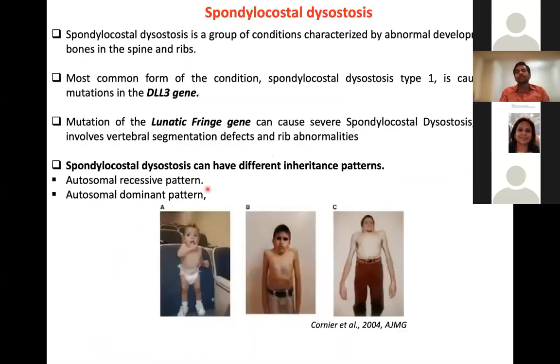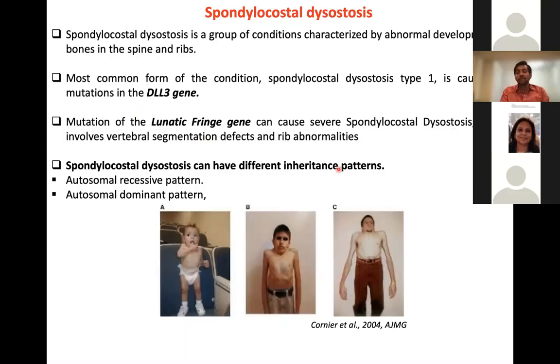And this is another genetic disease, Spondylocostal Dysostosis, that is characterized by the abnormal development of bones in the spine and ribs. You can see in this image of human beings how they look, and majorly it is caused by the DLL3 gene, but the lunatic fringe gene is also causing severe spondylocostal dysostosis.